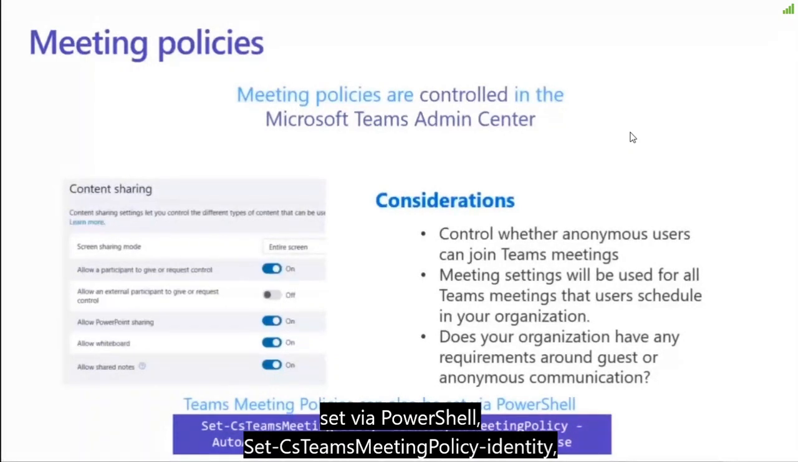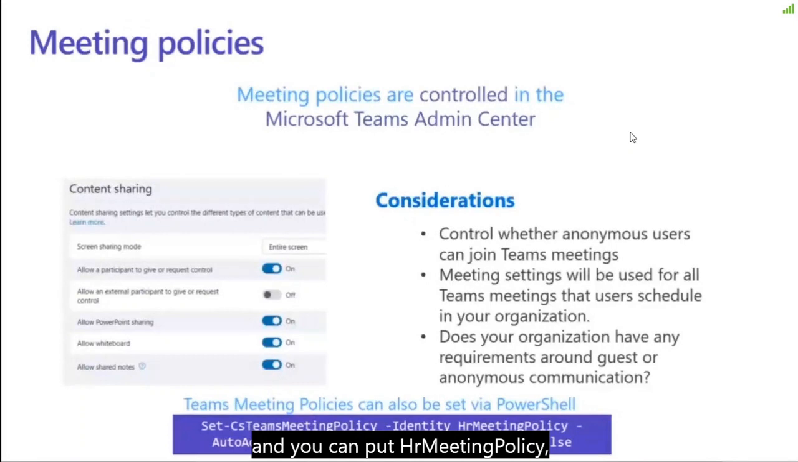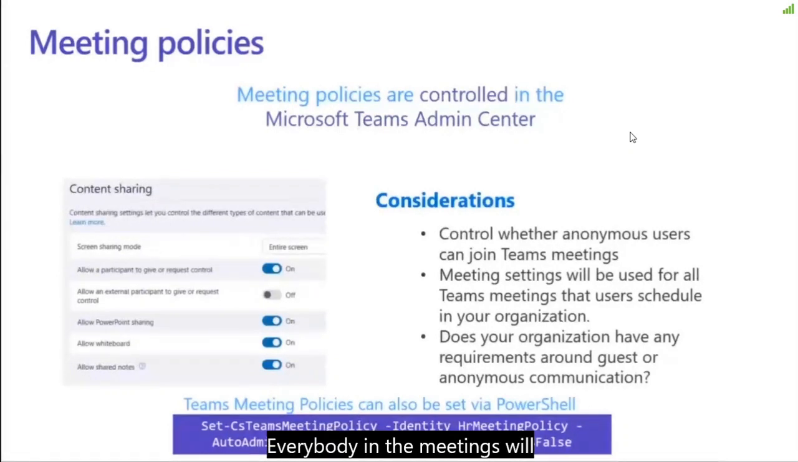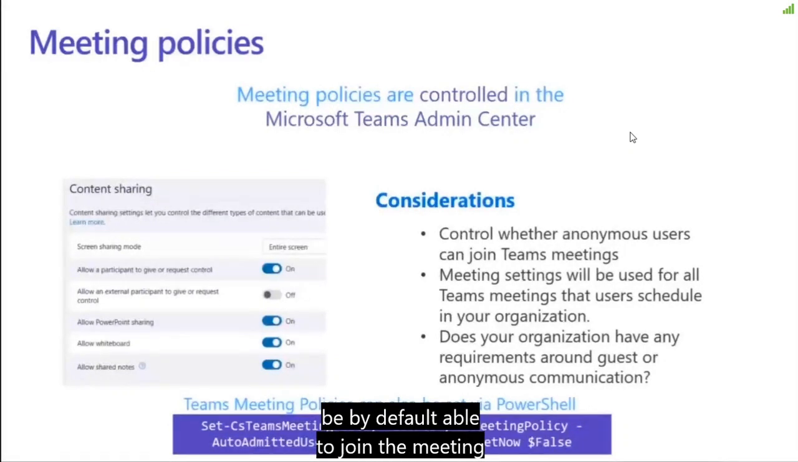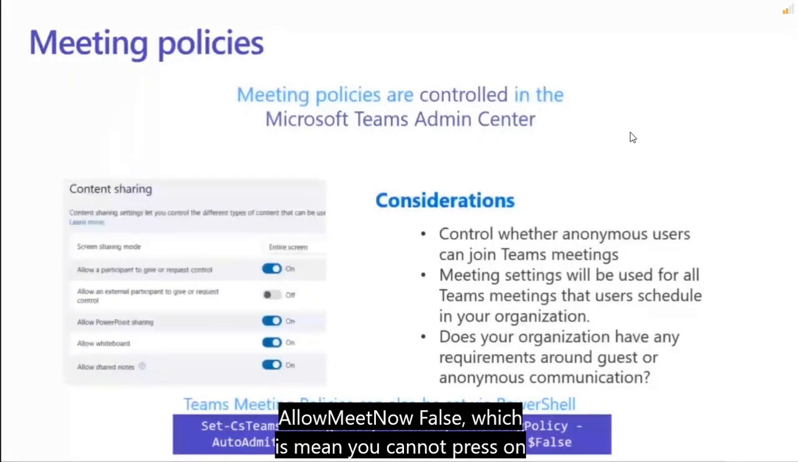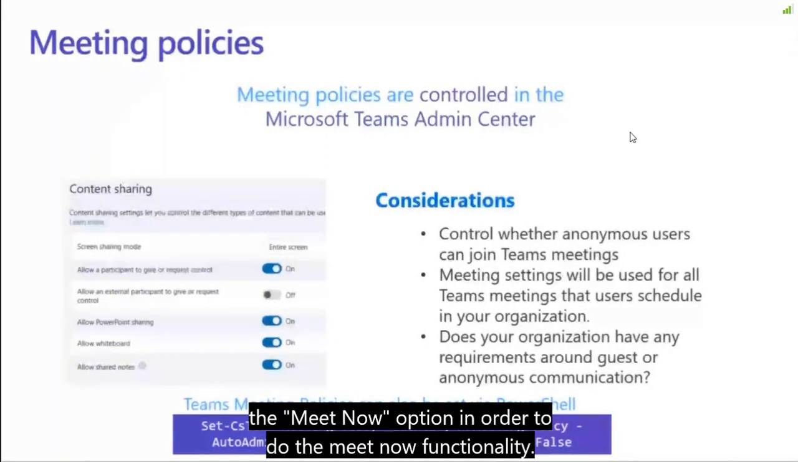Set-CsTeamsMeetingPolicy -Identity, and you can put HR meeting policy, which is the name of the policy. -AutoAdmittedUsers Everyone, which means everybody in the meeting will by default be able to join the meeting without waiting in the lobby or getting any kind of permission to wait until joining. So you allow admit everyone. -AllowMeetNow $false, which means you cannot press the Meet now option to use the Meet now functionality.